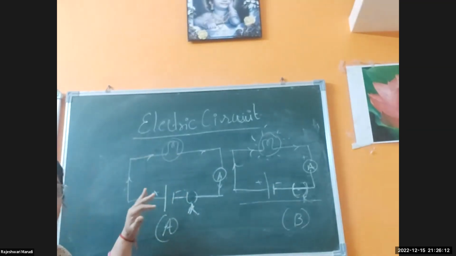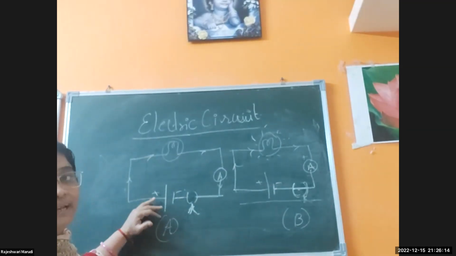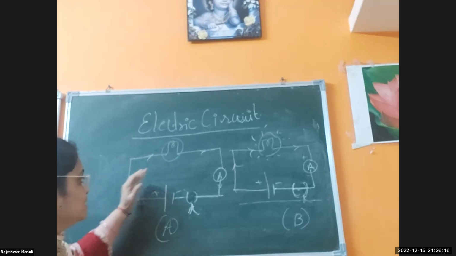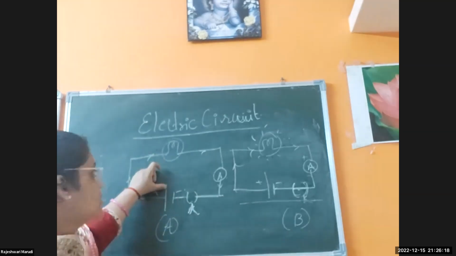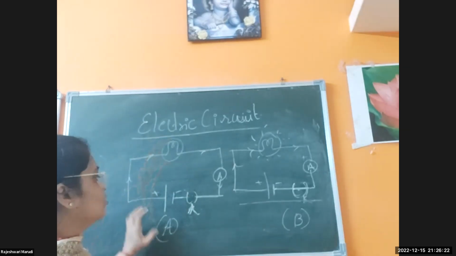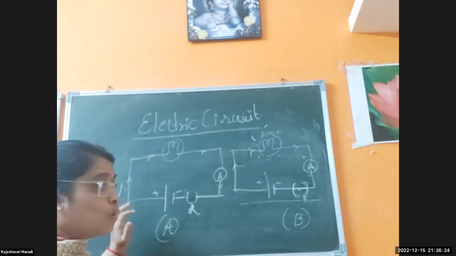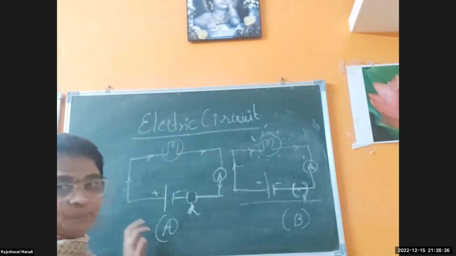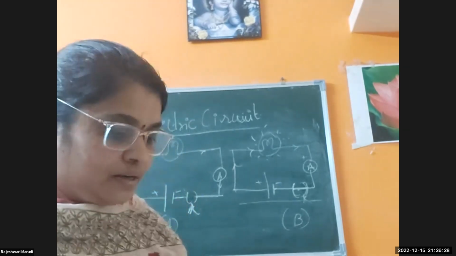And this one here we call an open electric circuit. Here the current is not flowing, so the bulb doesn't glow. Therefore, it is called an open electric circuit. Understood, everyone? Yes, ma'am.